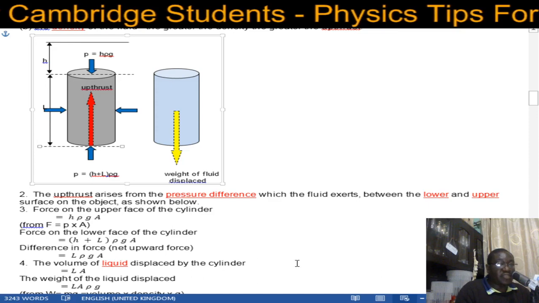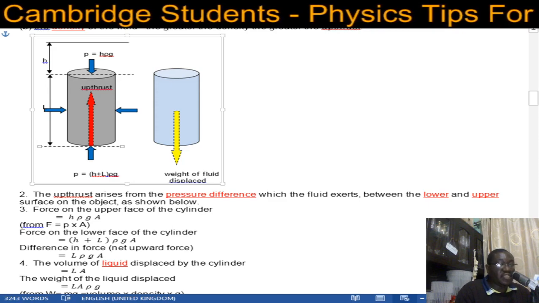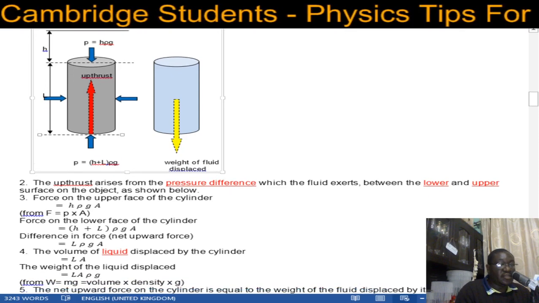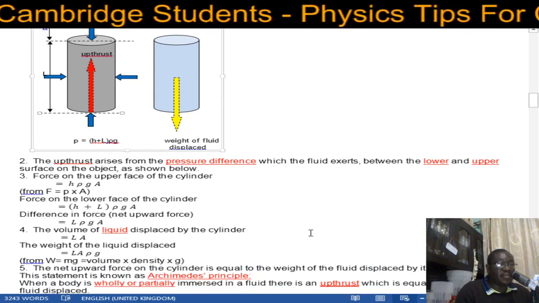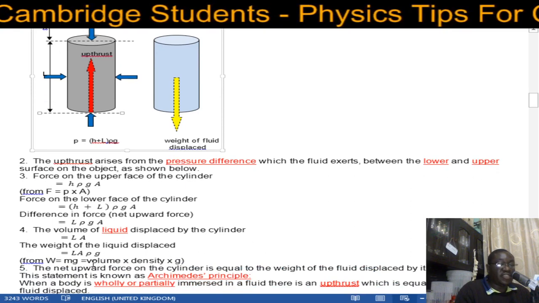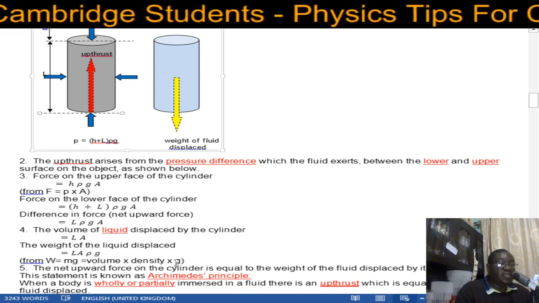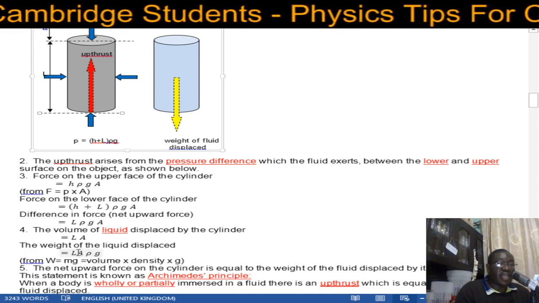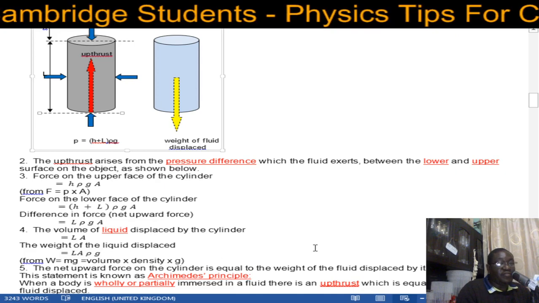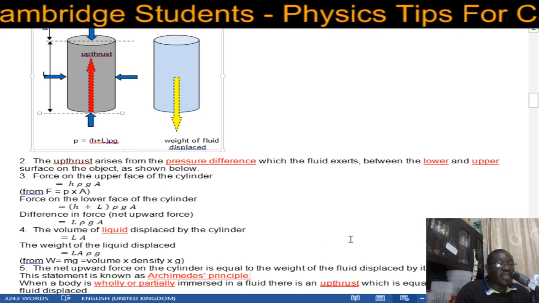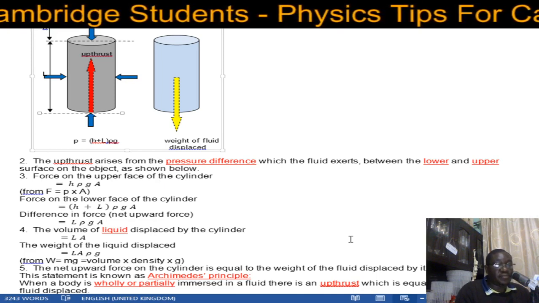The volume of the liquid displaced by the cylinder will be L A. The weight of the liquid displaced will be L A rho g. This is because we know that W is equal to m g, which is equal to rho V g. So rho V g will be our weight. L A is the volume, then we've got rho g there. The net upward force on the cylinder is equal to the weight of the fluid displaced by it. This is the statement known as Archimedes' principle.